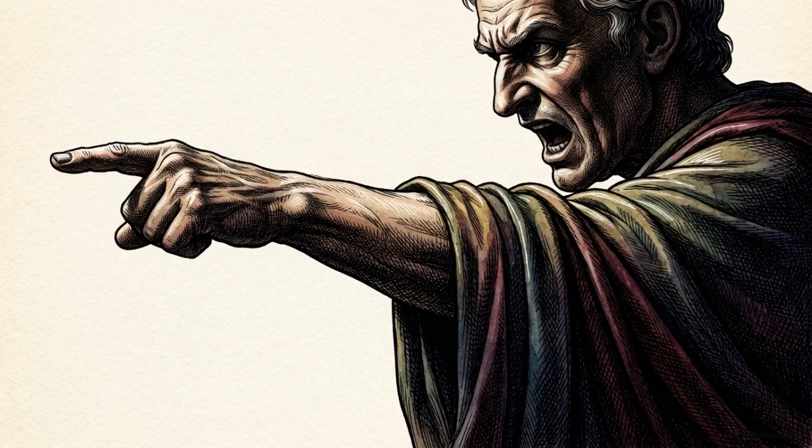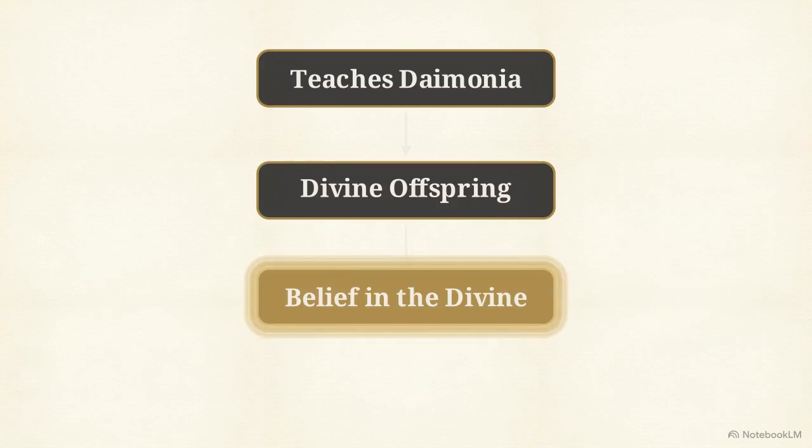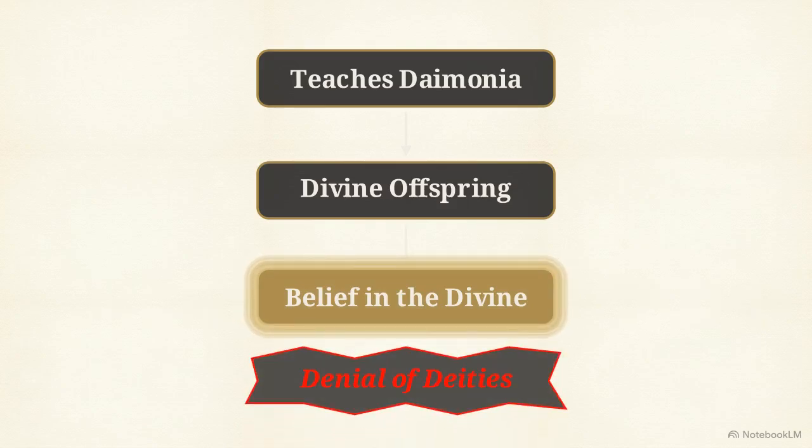Socrates then pivoted to the charge of atheism. He used a logic flow chart to corner his accuser. Meletus swore Socrates taught about daimonia, understood as gods or the children of gods. If you believe in children of gods, you must believe in gods. Meletus's charge of total atheism became a logical impossibility.